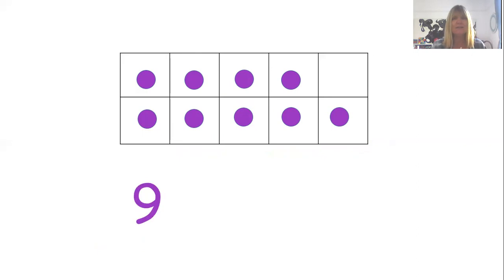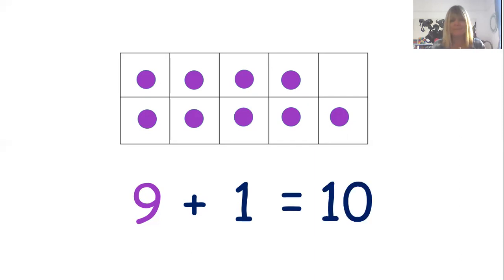Now we need a ninja sign for add, because we're going to add the purple dots with the empty square. So you ready? 9, add or plus 1. And that equals, if you add them up, 10. So 9 add 1 equals 10.